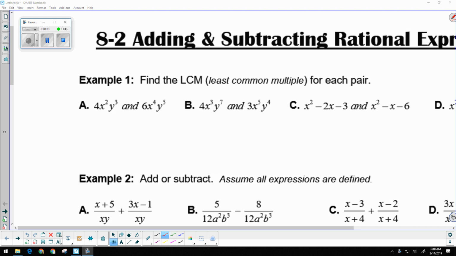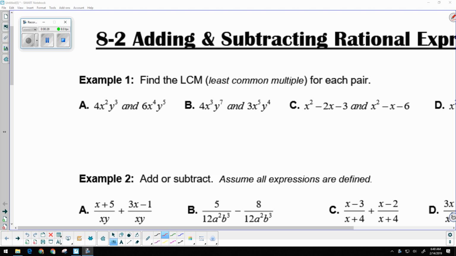Welcome to 8.2, which is going to be adding and subtracting rational expressions. In the previous lesson, we multiplied and divided, and today we're going to move to adding and subtracting. Now, remember, rational expressions are fractions. And remember, in order to add or subtract fractions, the denominator has to be the same. So that's where things can get a little bit difficult here.